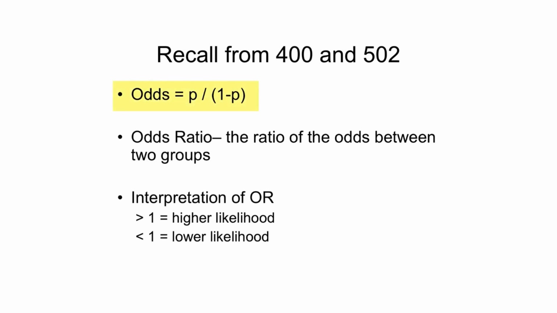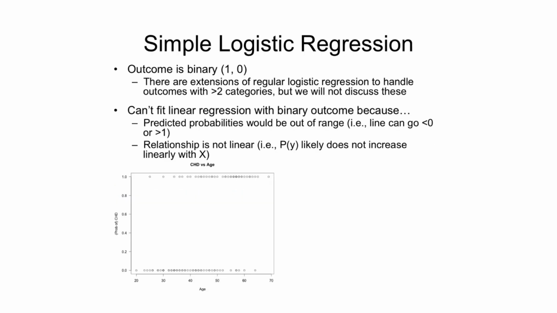Recall from SPPH 400 and 502 that we can look at the odds of an outcome for a group, which equals p over 1 minus p, so the probability divided by 1 minus the probability. And the odds ratio is a ratio of the odds between groups. An odds ratio that's higher than 1 means the group of interest has a higher likelihood of the outcome compared to the reference group, whereas an odds ratio less than 1 means that the group of interest has a lower likelihood of the outcome compared to the reference group.